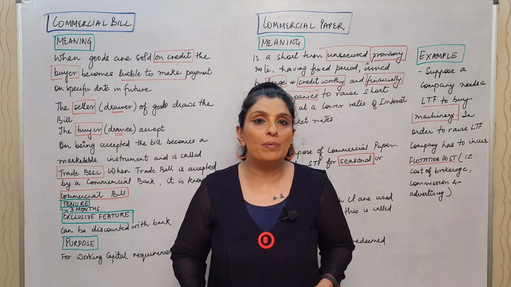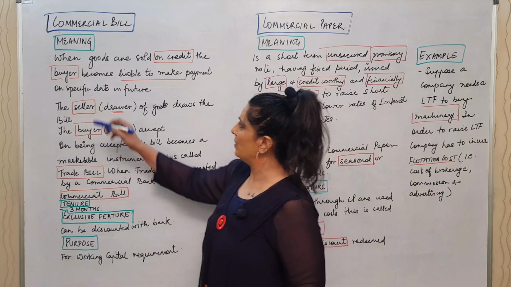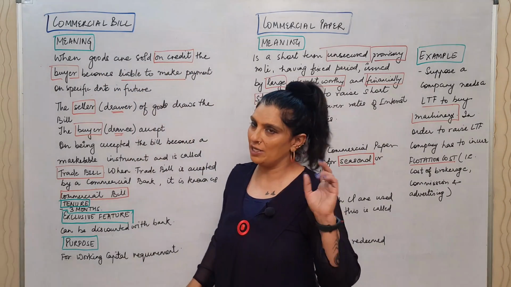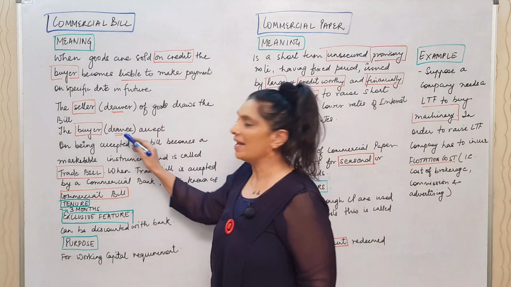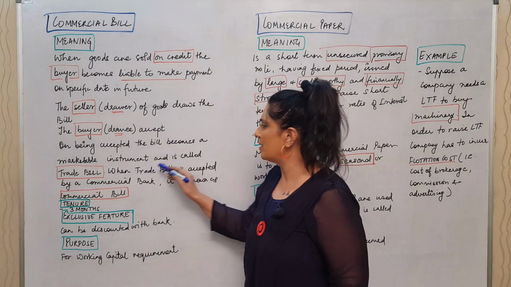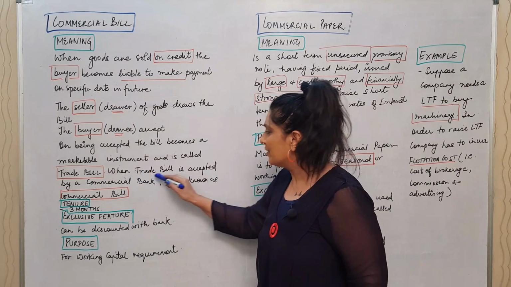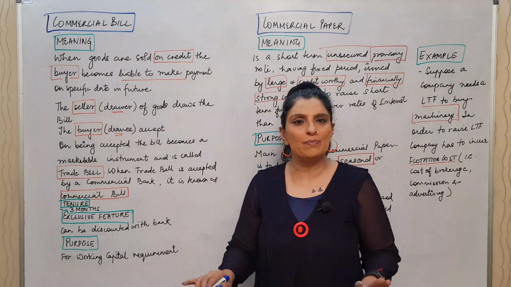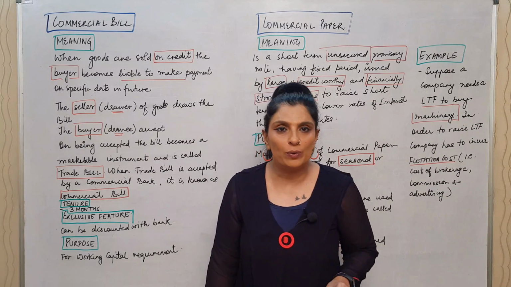How this becomes a trade bill or a commercial bill, and for how long it is, we'll come to know with commercial bill. When goods are sold on credit, the buyer becomes liable to make payment on a specific date in future. Seller is the drawer and draws a bill. The buyer is the drawee who accepts the bill. On being accepted, the bill becomes a marketable instrument and is called a trade bill. The moment it gets accepted, it becomes a trade bill. And when the bill is accepted by a commercial bank, it becomes a commercial bill. As simple as that.